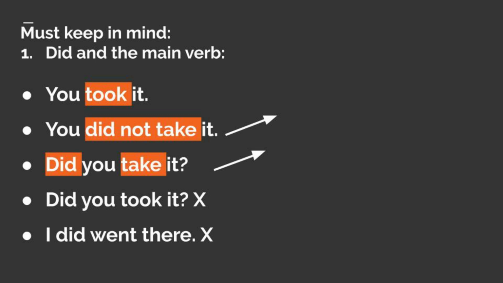All these three sentences are in past tense, but only the positive one is taking the past form of the verb. The main verb is in past tense only in the positive sentences. In the negative and the question, the main verb remains in its basic form. Okay? Because the past tense of do, did, is here.